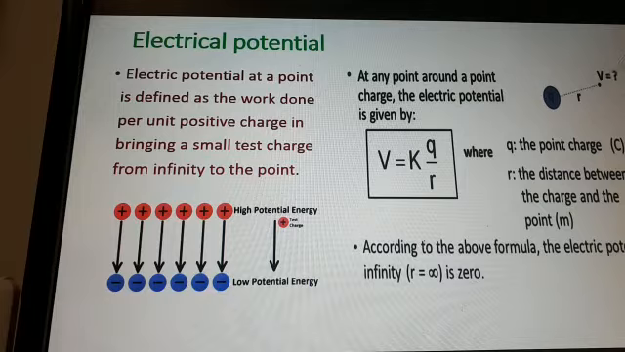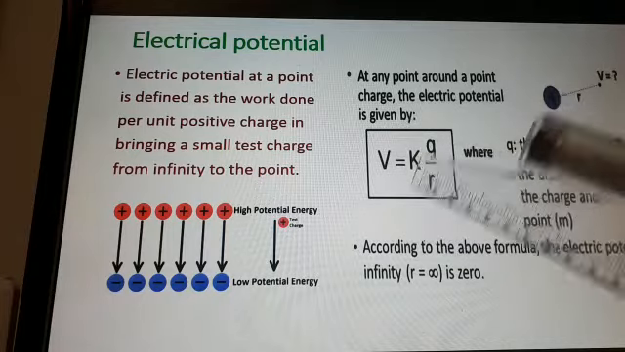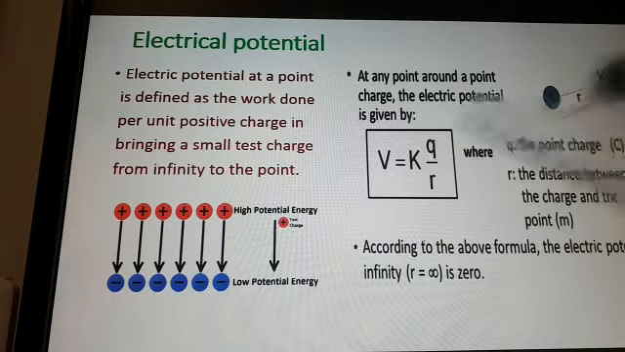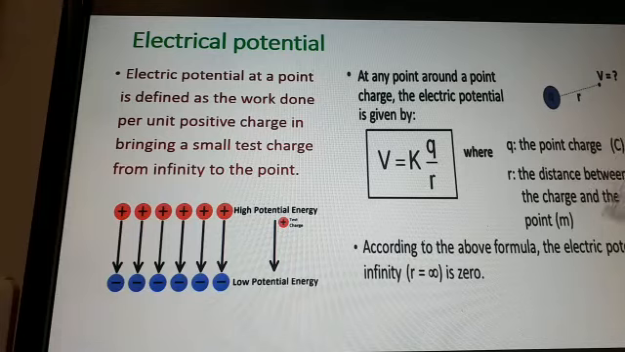At any point around a point charge, the electric potential is given by V equals KQ by R. K is the Coulomb's constant, Q is the point charge, and R is the distance between the charge and the point. According to this formula, the electric potential at infinity is 0. So you understand that electric potential is the work done per unit positive charge in bringing a small test charge from infinity to that point. And remember this equation also.